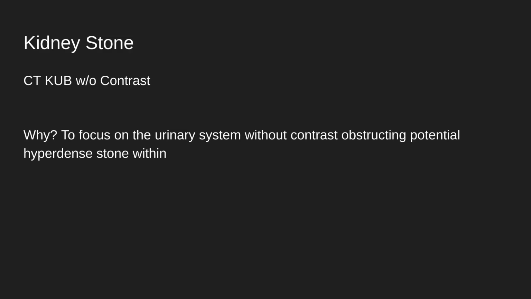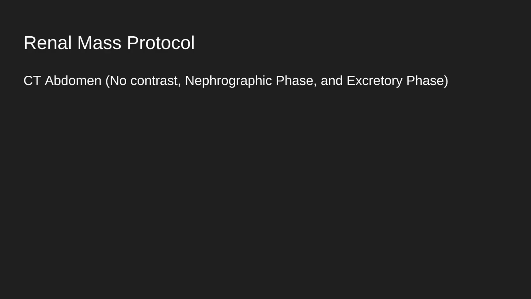So any suspicion of a ureteric stone, flank pain, order CT-KUB without contrast. Now, what about renal mass protocol? What if you suspect the patient may have renal cell carcinoma or hematuria? In that case, you order CT abdomen with IV contrast. And again, you may order CT abdomen without contrast and then one with IV contrast.